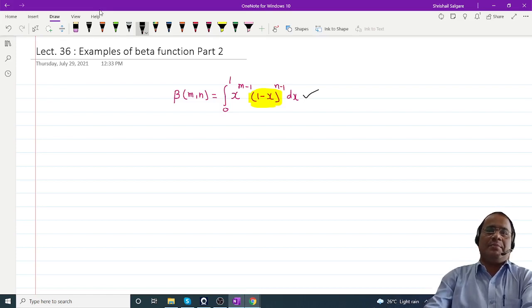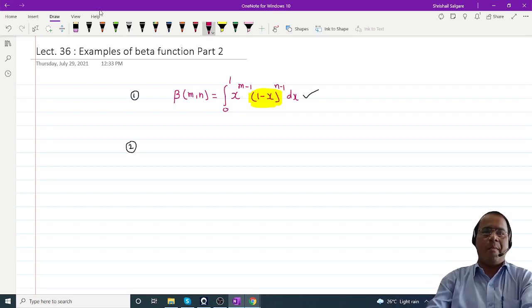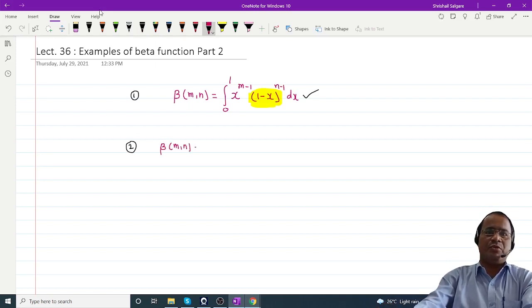Now the day before yesterday, when I started the beta function, I explained the second definition of beta. Once again I repeat, I explained the second definition of the beta function. So can anyone recall the second definition of the beta function in terms of trigonometric terms? This is the first. Suppose the second one. Yes, anyone? Beta m, n is given by, I am not recalling, please help me to write. Yes, anyone? You can refer to your notes.